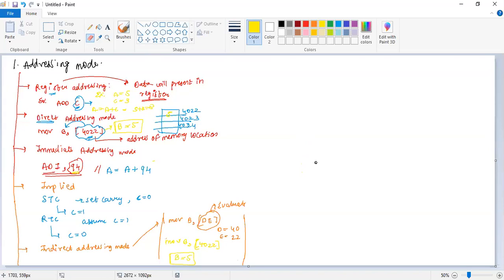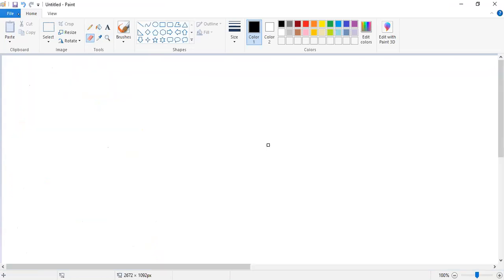Okay, now let's move forward. So now let's understand what this register means. Okay, see, there is something which is called your memory hierarchy.